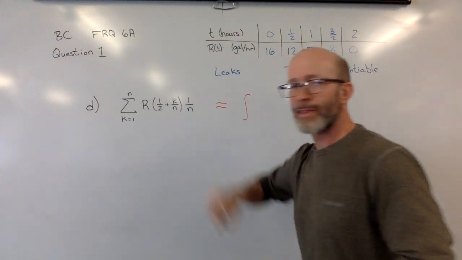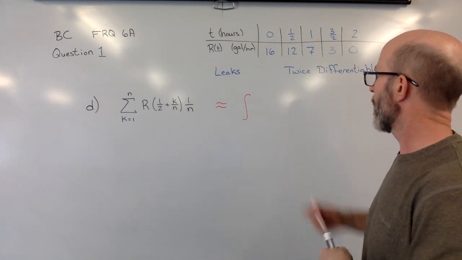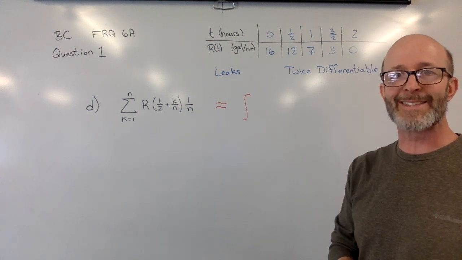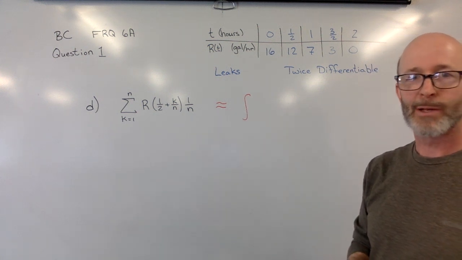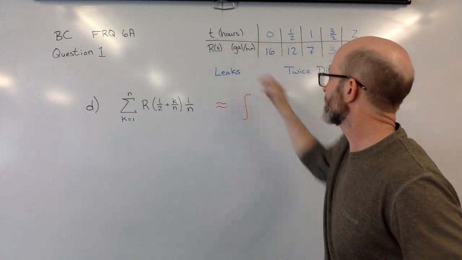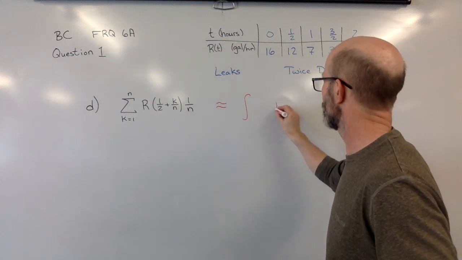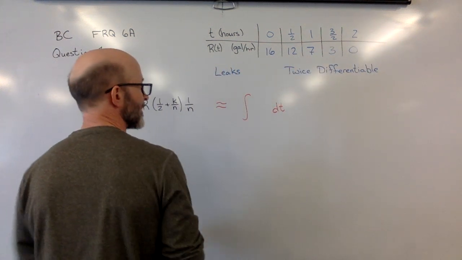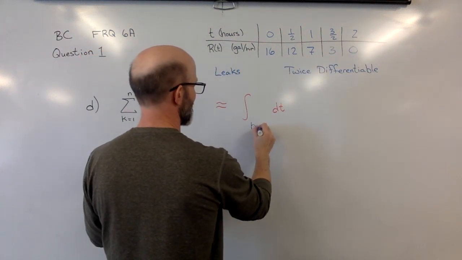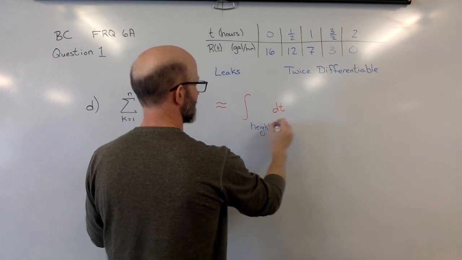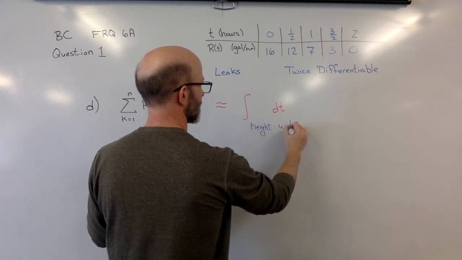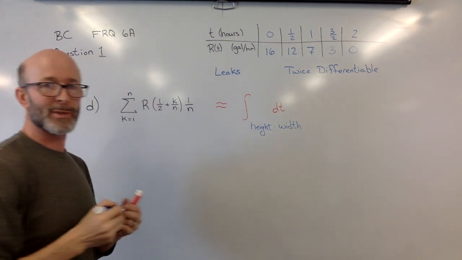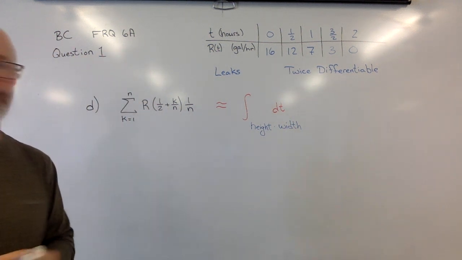You know this has to somehow represent a function times a D something or another. Well, should I take a wild guess and say maybe there's going to be a DT here? But if you can remember what that represents, this is just a way of saying what is the height of each rectangle times the width. DT equals the width. So there's a couple things to remember.